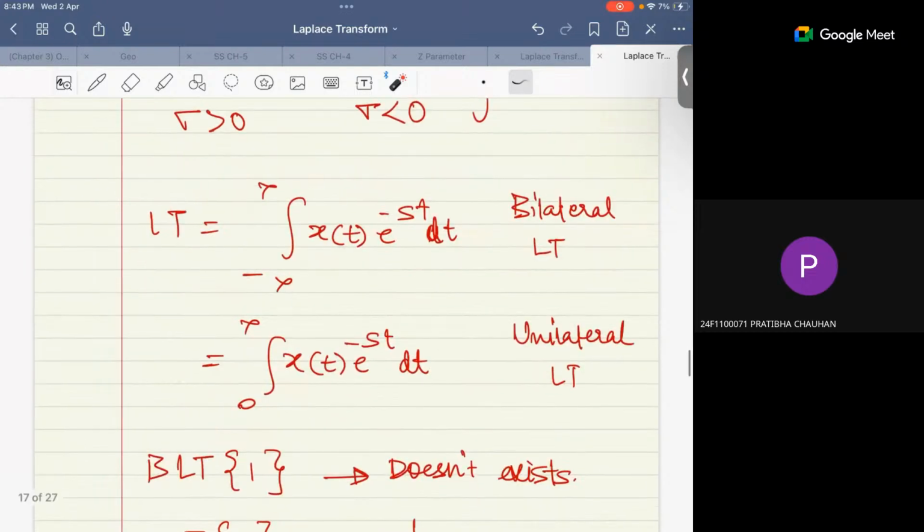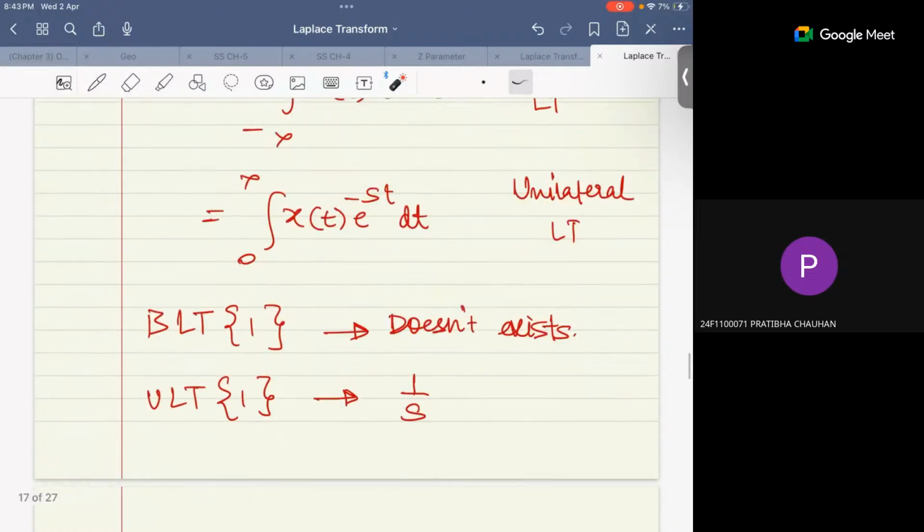Now, what I was talking about, the bilateral and the unilateral. Bilateral is nothing but integrating from minus infinity to infinity, and unilateral is integrating from 0 to infinity. Mostly you will be dealing with the bilateral. If you are asked to calculate the Laplace transform, you have to understand that it is talking about the bilateral. You just have to integrate from minus infinity to infinity.